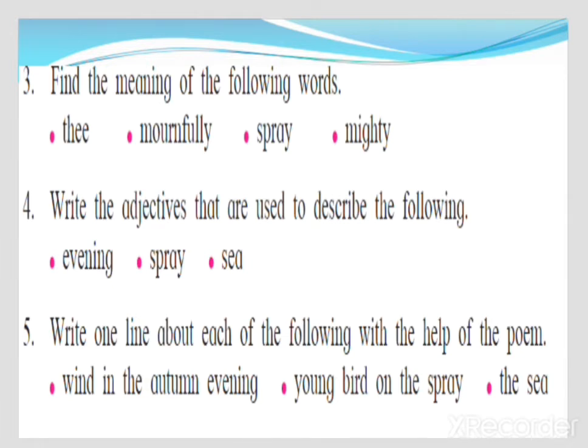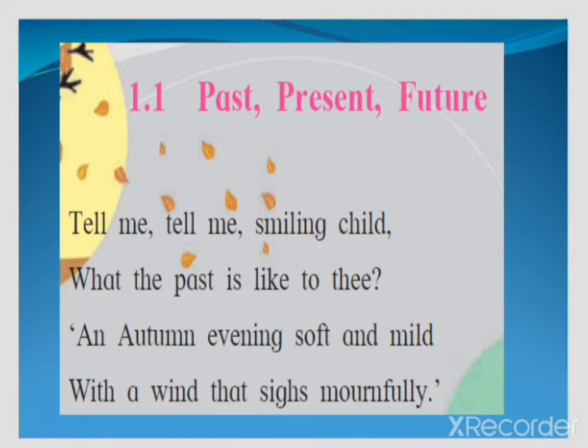Write one line about each of the following with the help of the poem. Wind in the autumn evening. You should write your own line. How is the wind in the autumn evening, students? How is the wind?